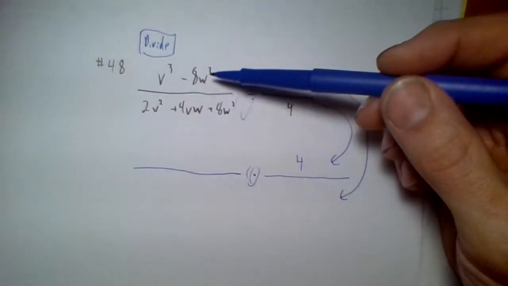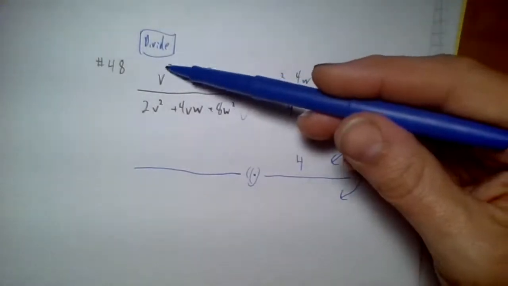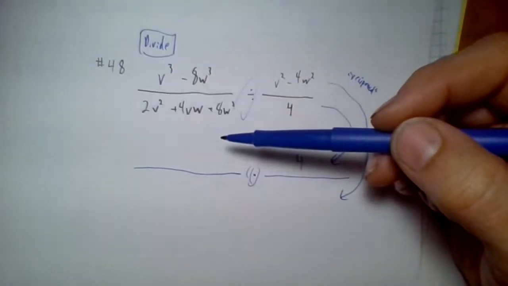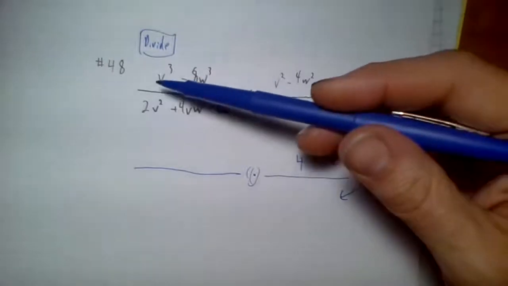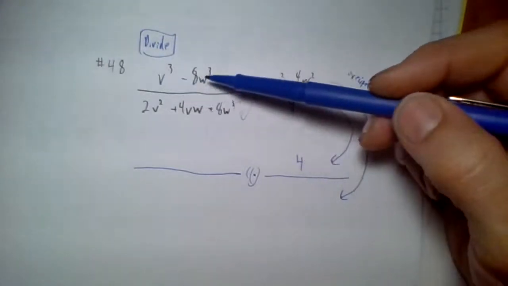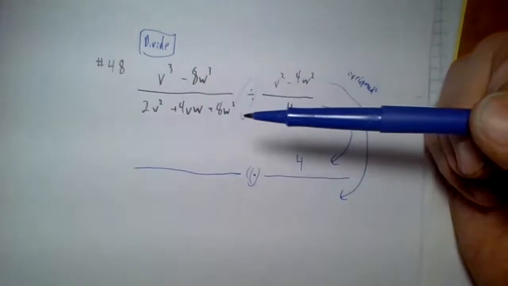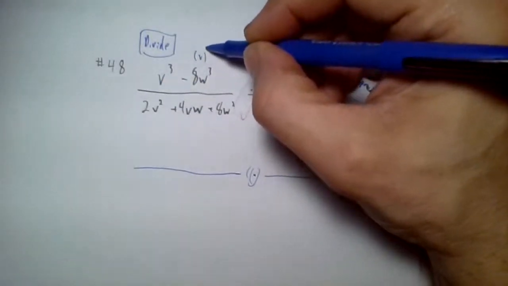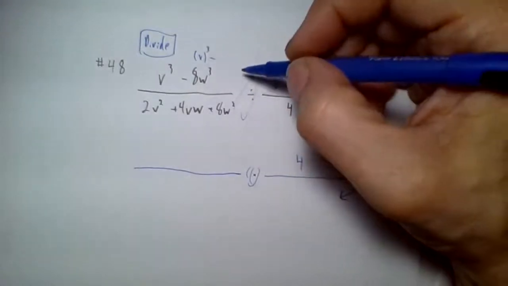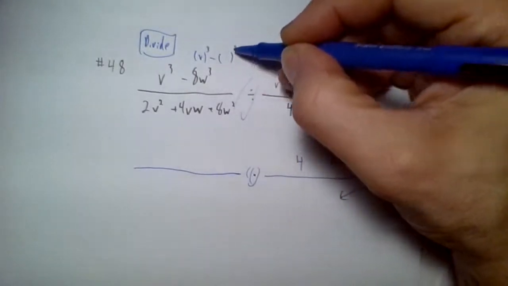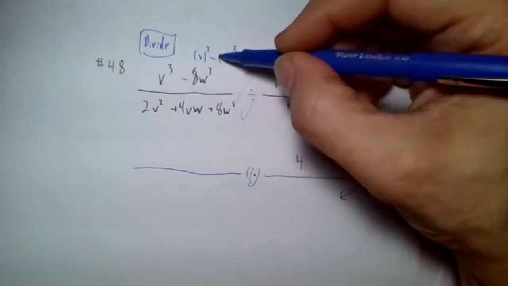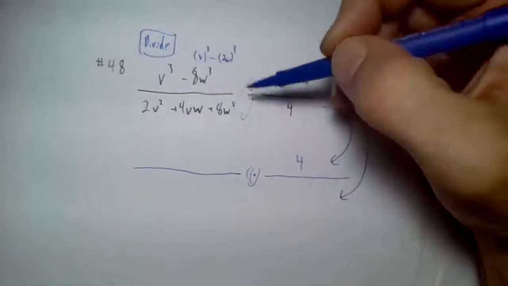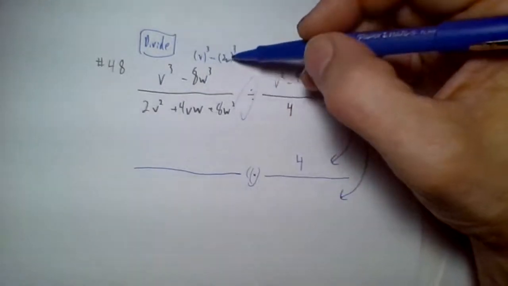Next thing to think about, it's a 2-term factoring problem. So the only way 2-term things are going to factor, if there's no GCF, is using one of our patterns. These are cubes. Well, v cubed is obviously a cube, a perfect cube. Is this one a perfect cube? It turns out the cube root of 8 is 2, so I got 2w inside there. That's the cube of that. So this is definitely a difference of cubes.